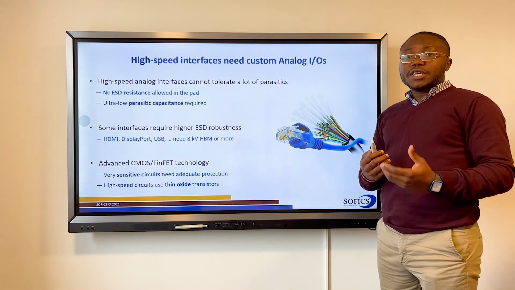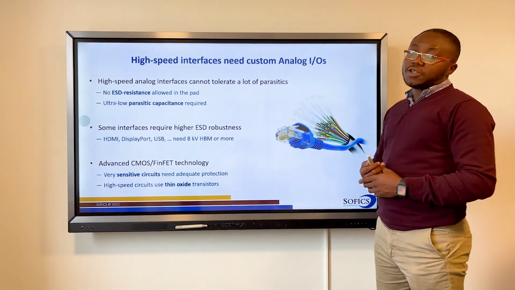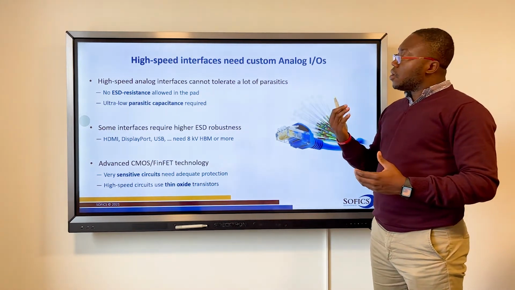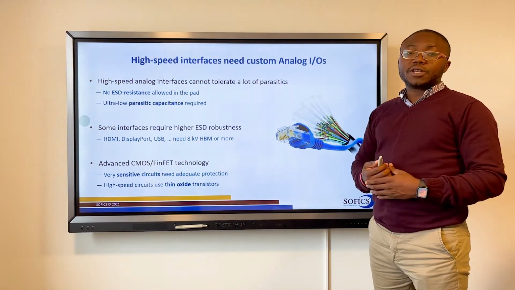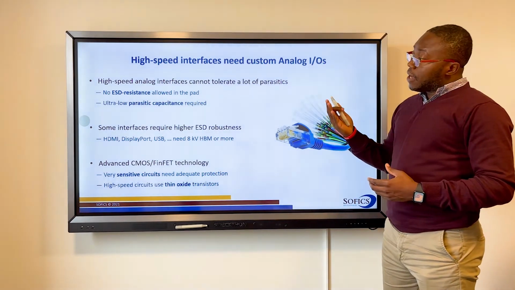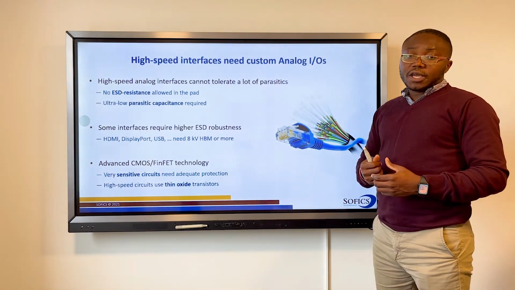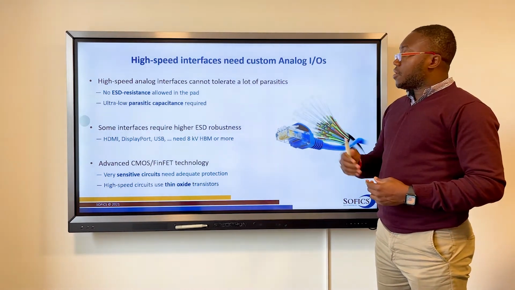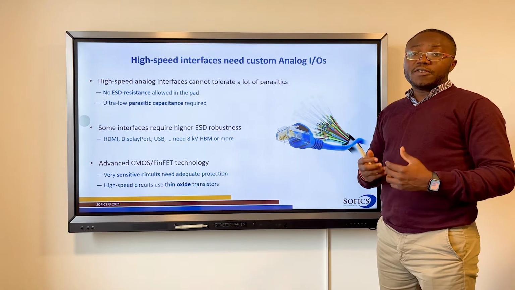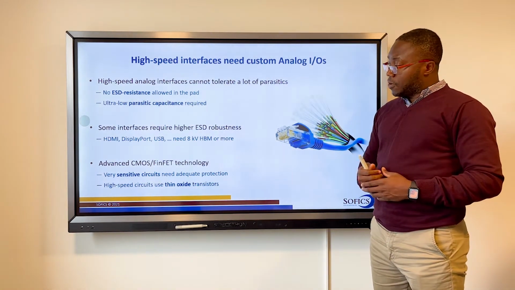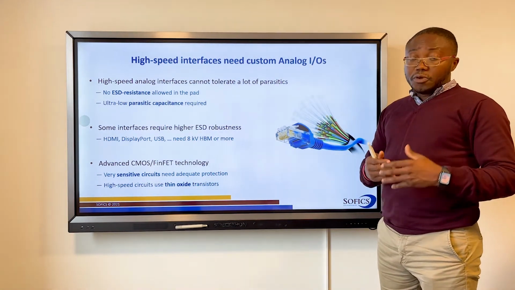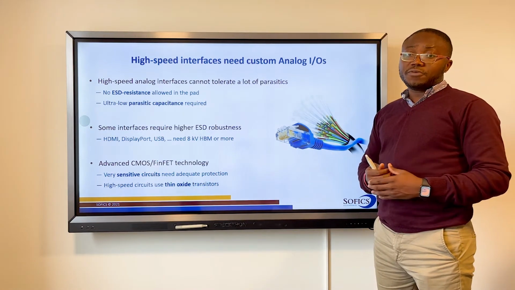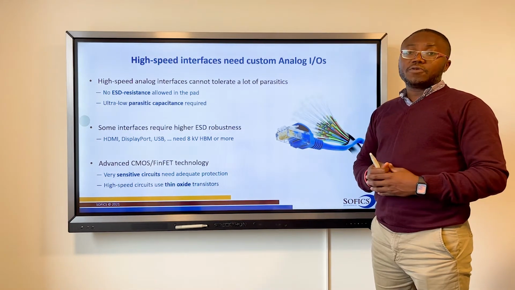IC designers who create high-speed interfaces cannot use conventional analog IOs. High-speed analog IOs require low leakage and ultra-low parasitic capacitance. Additionally, for applications like automotive, medical, or displays, there is a much higher ESD robustness required than the typical 2 kV HBM. Furthermore, the functional circuits, which are realized with thin oxide transistors in advanced FinFET processes, are very sensitive to ESD stress.